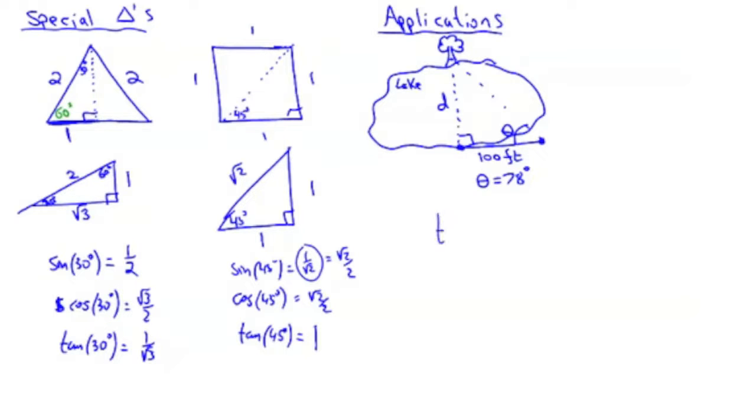So you go tangent of this angle, which is 78 degrees, is equal to opposite, which is D, over adjacent, which is 100. So it gives you a nice little equation, one unknown. How do you solve for the one unknown? How do you get D by itself? You multiply by 100.